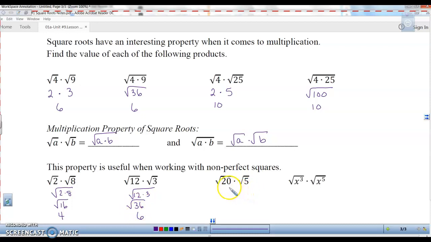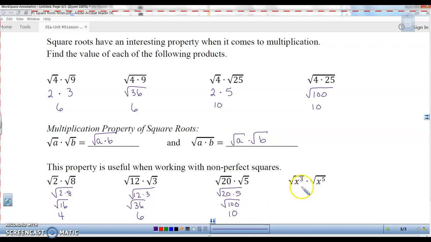Okay, and then the square root of 20 times the square root of 5. 20 is not a perfect square, neither is 5. But if I multiply them together, 20 times 5, I will get the square root of 100. What's the square root of 100? It's 10. There we go.